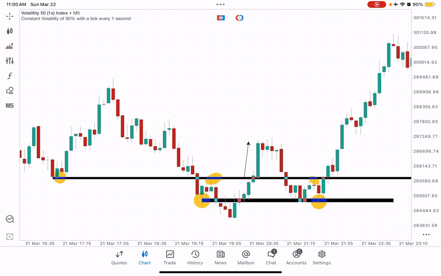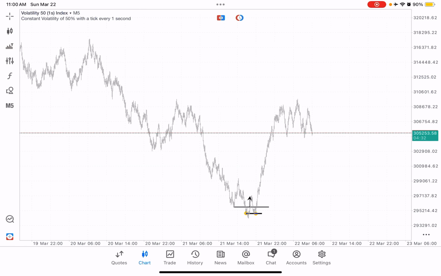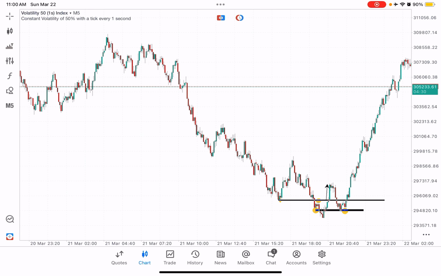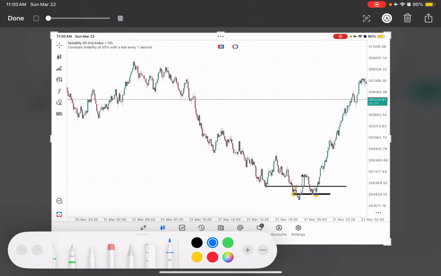So now I'm going to be breaking down this chart. This setup happened yesterday evening, after I saw price giving us an indication to the downside. By that I mean, as you can see, this.